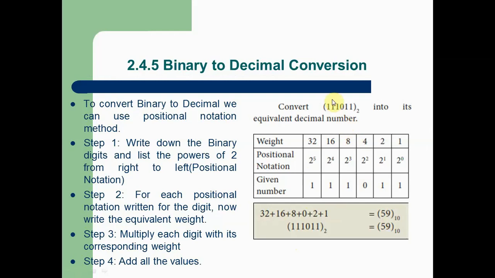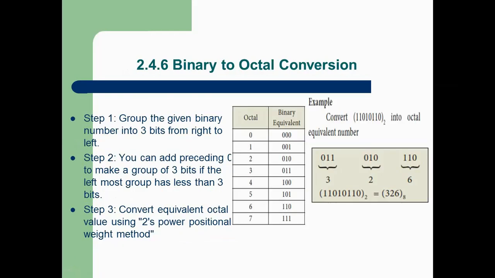So these are simple steps which we already learned in our lower classes. Simply write the given number in boxes, write the positional notation of powers of 2, find the weight for each positional value, multiply the weight value with the given digit, and add all the products to get the result. This is the simple method for binary to decimal conversion.